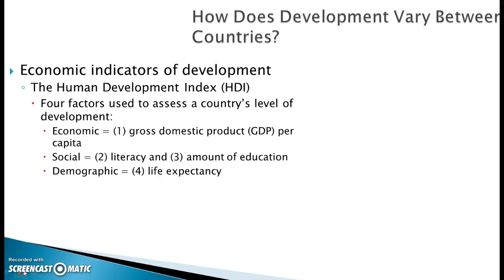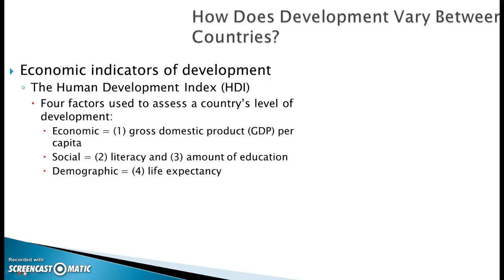First is economic. Okay, and to measure economic well-being, they take the gross domestic product per capita, and remember, GDP per capita just means the total value of all the goods and services produced within a country in a given year, and then we take that number and we divide it by the total number of people.